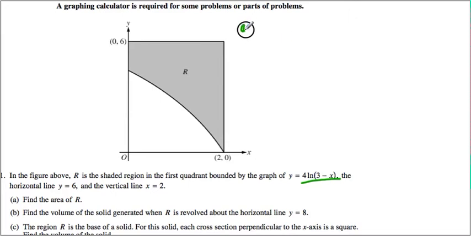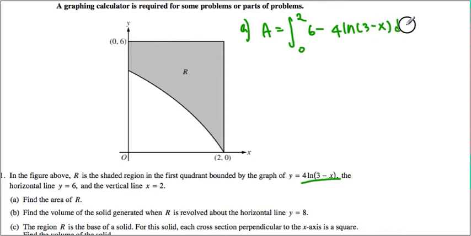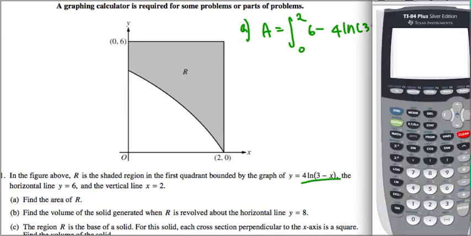So we'll do A right over here. To find the area, what we can do is go from 0 to 2. The upper line would be 6. So 6 minus 4 ln of 3 minus x dx. That's all we have to do. Now, since this is a calculator question, I'm just going to use a calculator here.